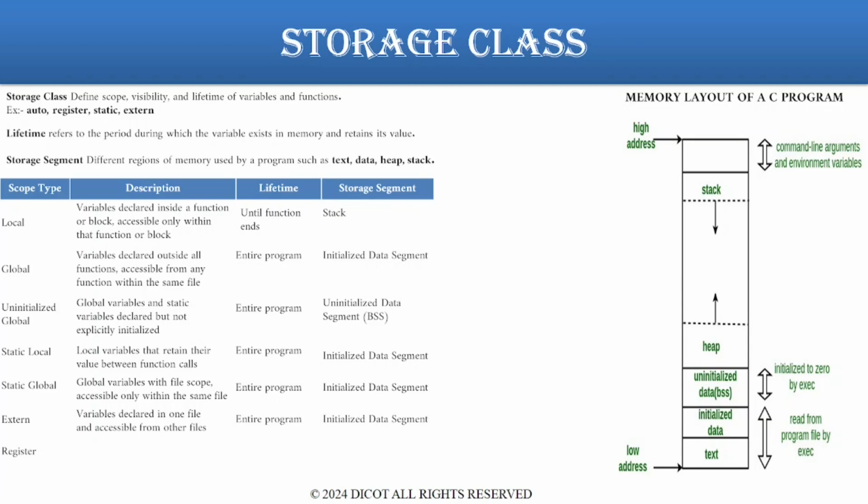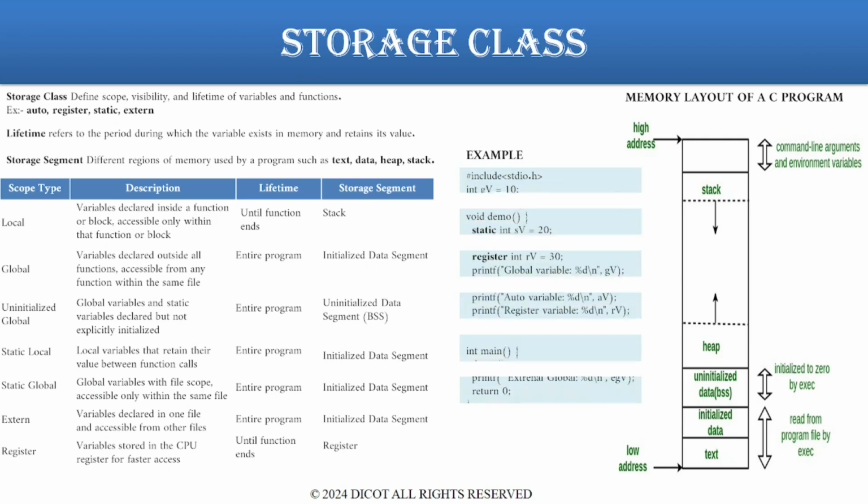Scope type register: variables stored in the CPU registers for faster access. Lifetime, until the function ends. Storage segment, it is stored in the CPU registers. Now let's consider an example to understand this.